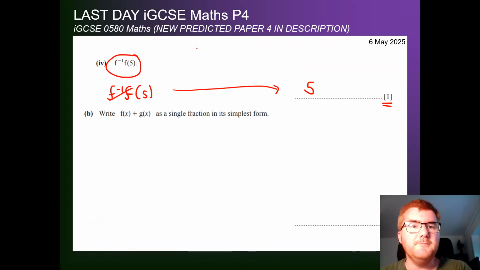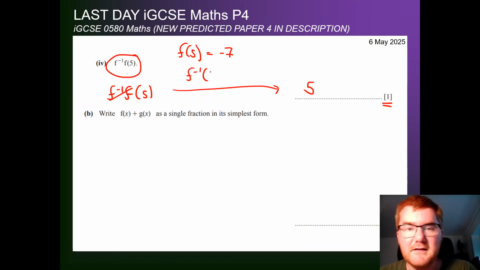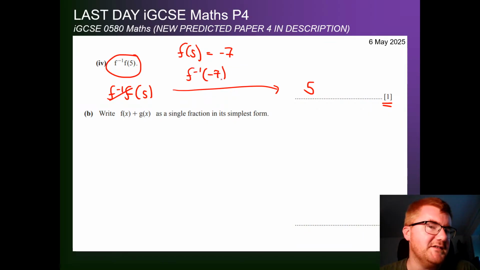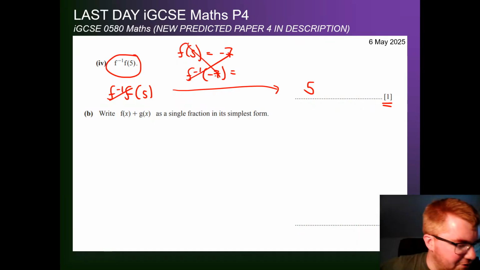Please don't be that student that does f of 5, whatever that is. So I think it's minus 7, then you do f inverse of... Yeah, please don't do this. It just takes too much time.